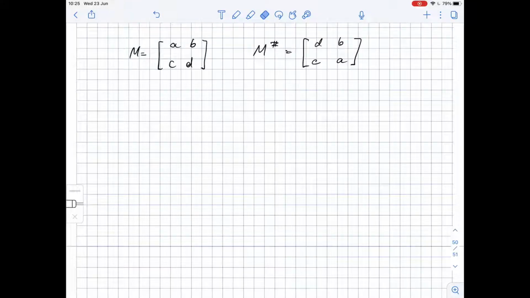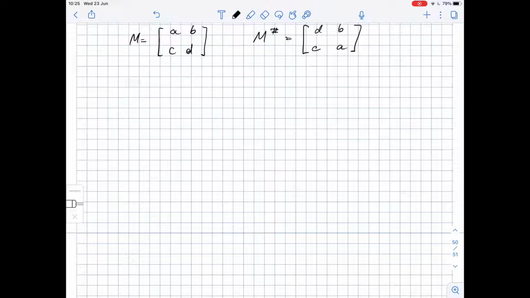So let M be the vector space of 2 by 2 real-valued matrices, and M equals [A B; C D]. We need to define M star as [D B; C A] and to characterize matrix M such that M star equals M inverse. So basically, to find M inverse, we want the determinant of M to be not equal to 0, so that matrix M is invertible. That means that the determinant of M, AD minus BC, does not equal 0.